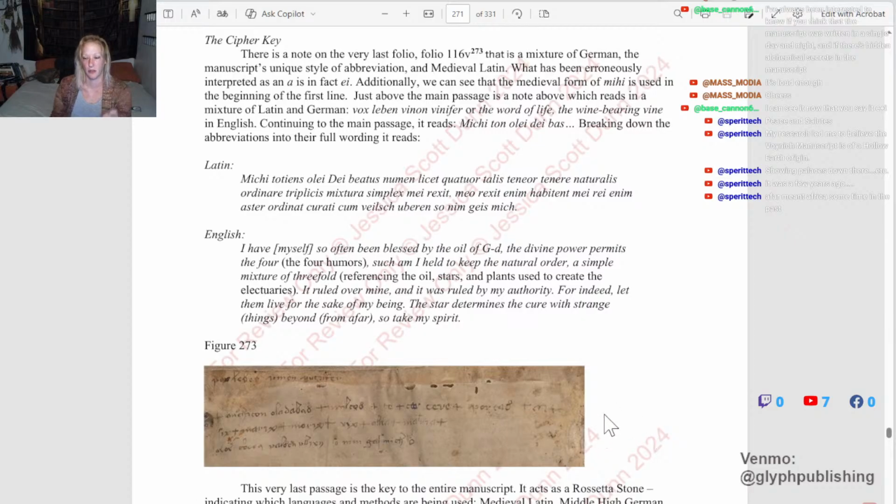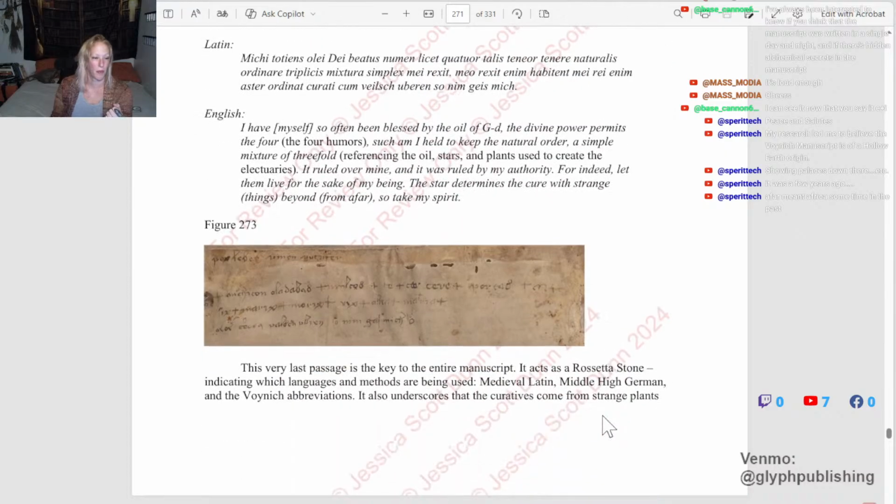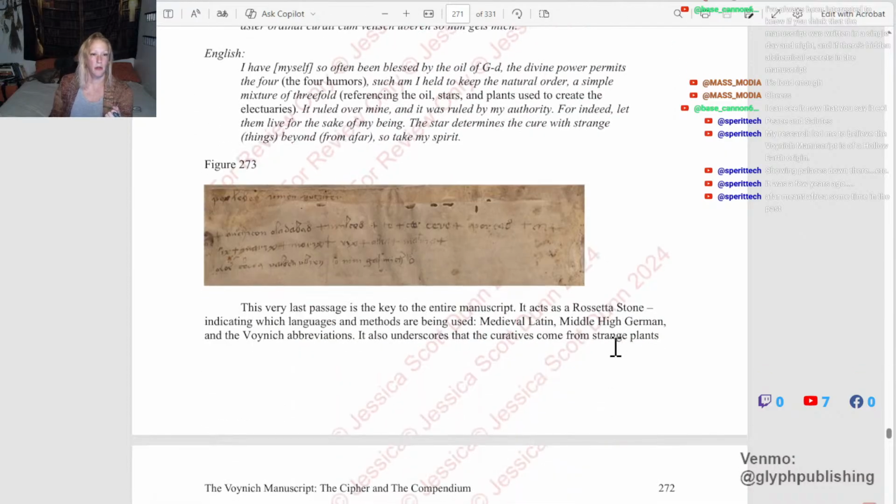Voynich abbreviations. All right, so this is the cipher key. So we talked about the backwards flourishes instead of macrons, we talked about the spelling of Welsh, and we also talked about the fact that there's Alemannic German and medieval Latin.